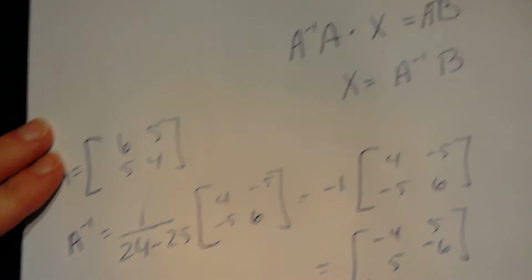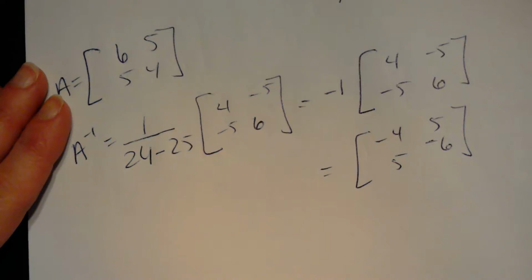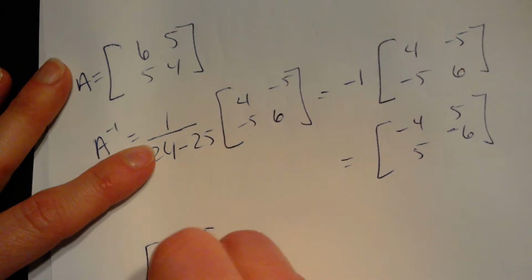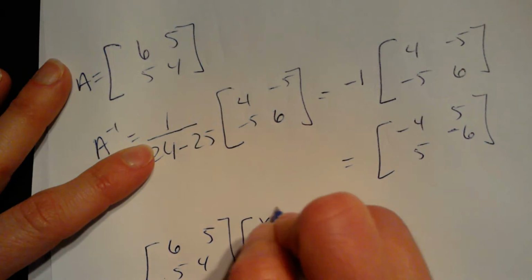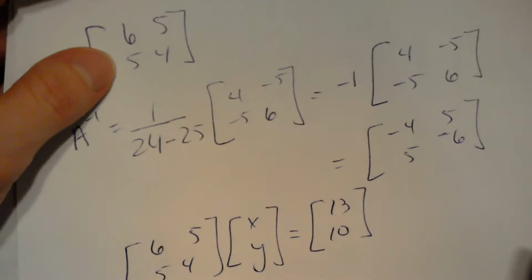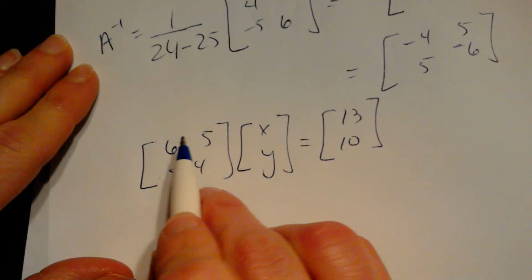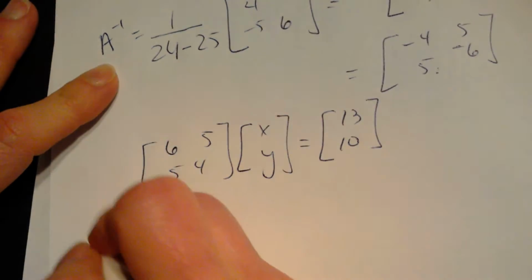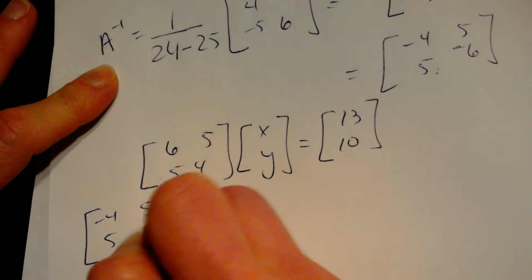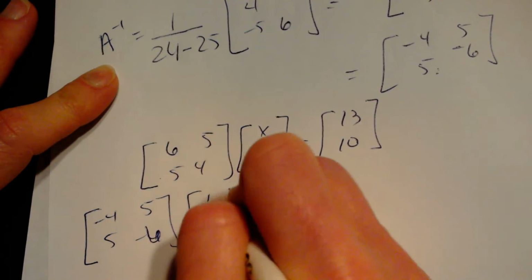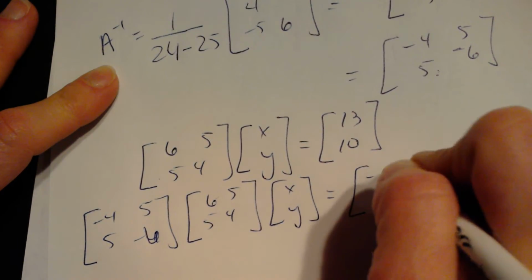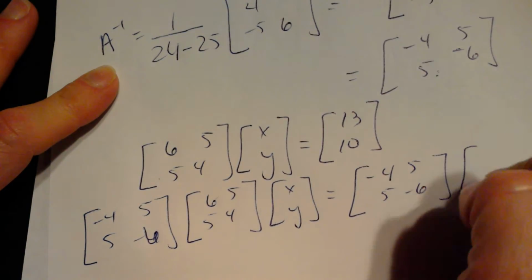All right. So now to solve this piece up here, we can rewrite it. We had 6, 5, 5, 4, x, y equals 13, 10. So what I'm going to do is multiply both sides of this equation by the inverse. I'm going to write it out. So I'm going to have negative 4, 5, 5, negative 6, times 6, 5, 5, 4, x, y, and then here I've got negative 4, 5, 5, negative 6, times 13, 10.